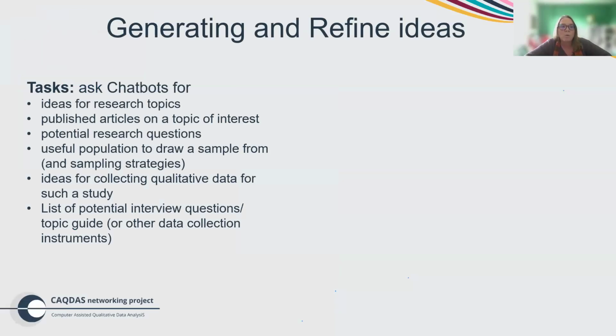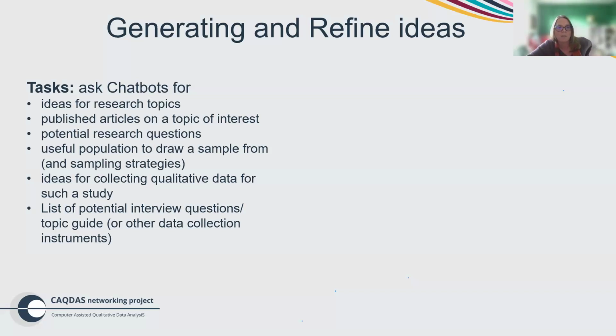So, for example, you could ask chatbots for ideas for research topics, for published articles on a topic of interest, for potential research questions around a particular topic. To give suggestions for useful populations to draw a sample from and what might be appropriate sampling strategies in the context of that topic. Ideas for collecting qualitative data for such a study, what might be good ways of doing that, and also listing potential interview questions or topic guides or other data collection instruments.